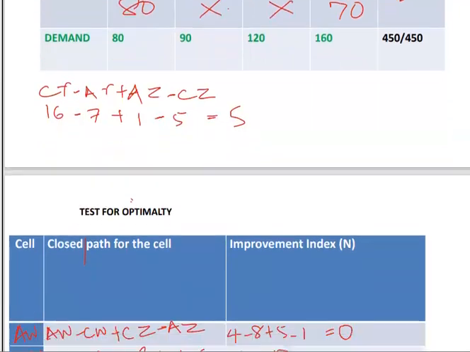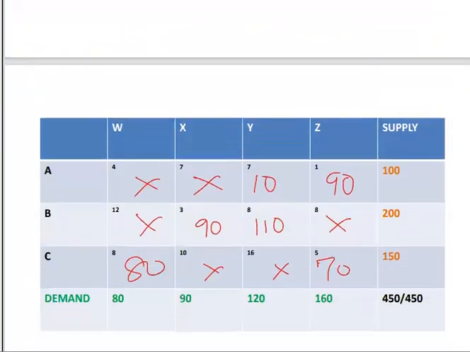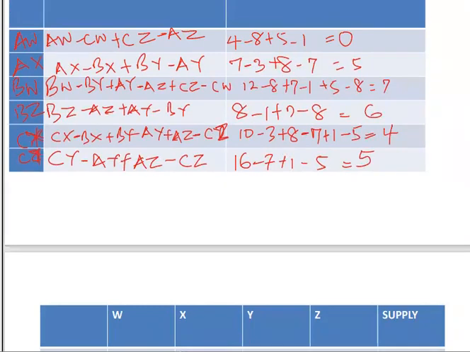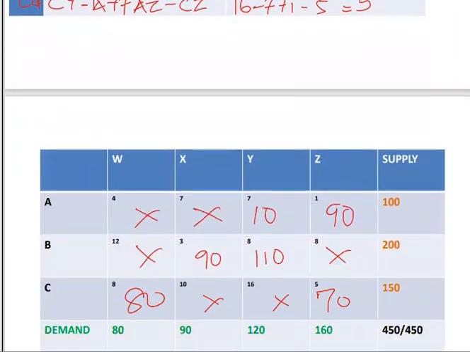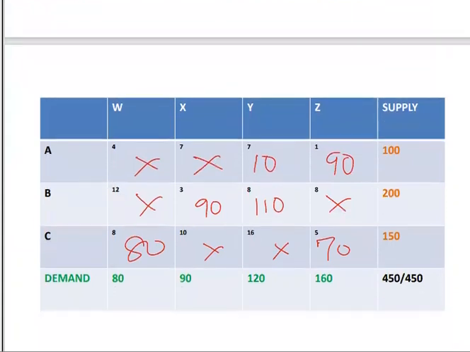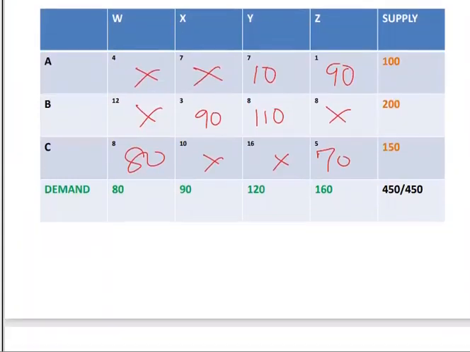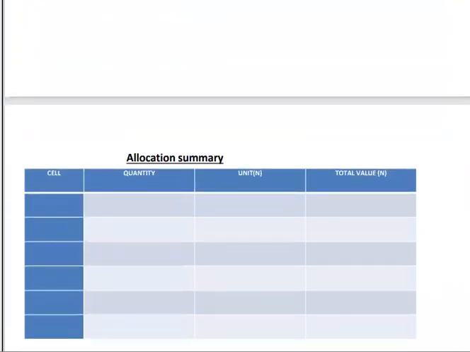Thank you. All right, so we have done the allocations. Now let's bring them out. From the improvement, we saw that we cannot improve our table further because all of them start giving us positive values, so they cannot reduce our cost. Now write out the allocation that gave us the optimal solution, and bring it to the table.